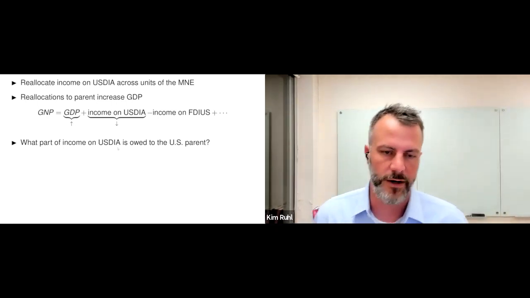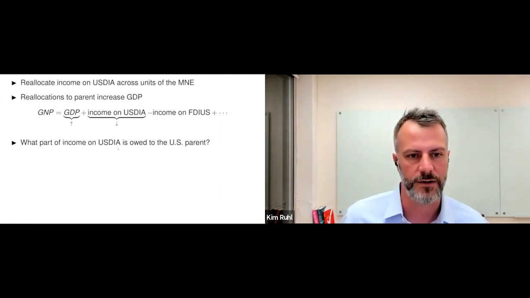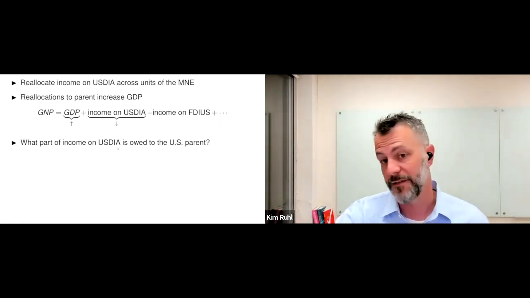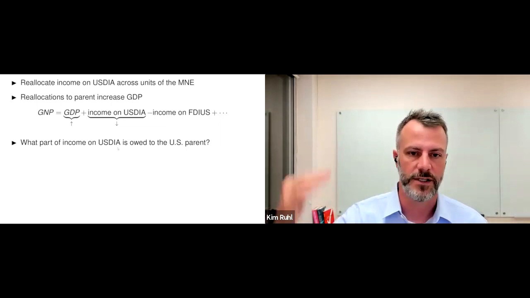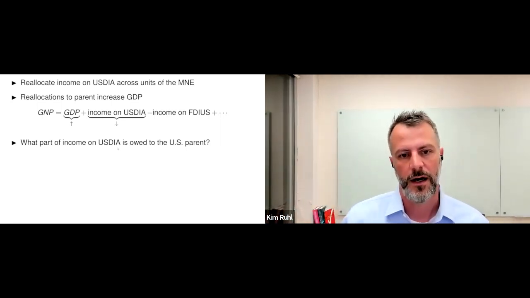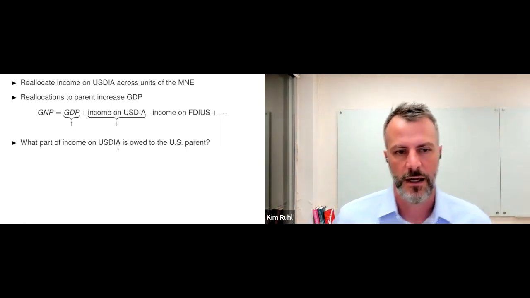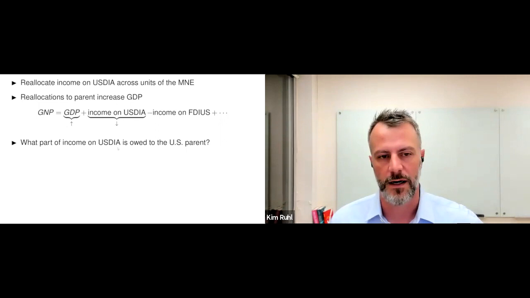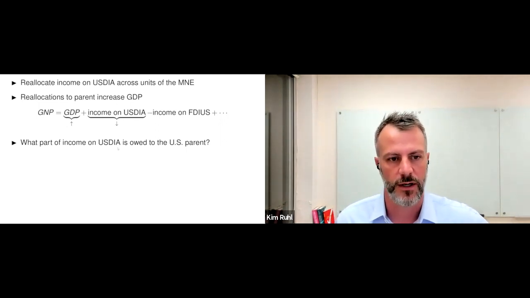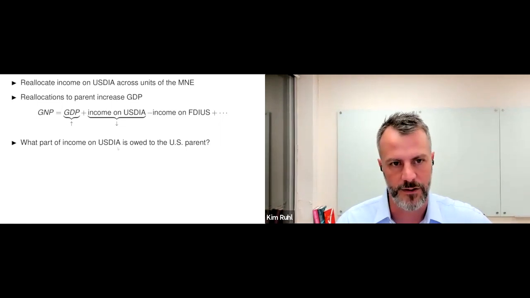So the idea of what we want to do today is to answer exactly that question. What we're going to do is reapportion income across parts of a multinational. What we're going to find is that this is going to decrease income on US direct investment abroad and increase GDP, so it's going to change a bit how we measure things in the United States. Note it's going to leave GNP unchanged, by construction. We're thinking about the domestic part of it, and so GDP is our variable of interest.